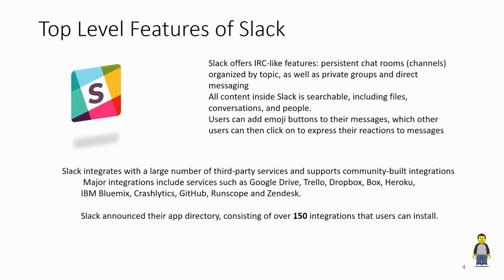Slack integrates with large numbers of third-party services and supports community-built integrations. Major integrations include Google Drive, Trello, Dropbox, IBM Bluemix, GitHub, to name but a few. Slack announced their app directory, and at that time of us making this video, it consisted of over 150 integrations that users can install.